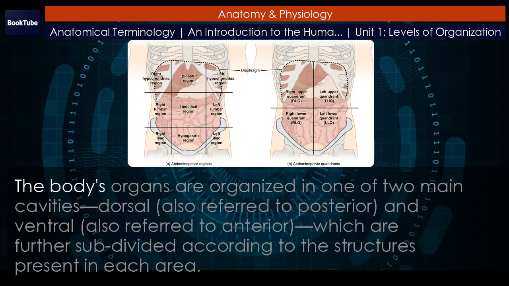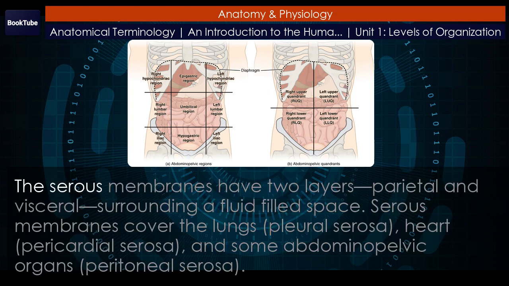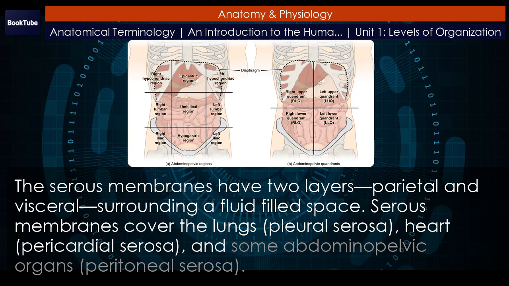The body's organs are organized in one of 2 main cavities: dorsal, also referred to as posterior, and ventral, also referred to as anterior, which are further subdivided according to the structures present in each area. The serous membranes have 2 layers, parietal and visceral, surrounding a fluid-filled space. Serous membranes cover the lungs (pleural serosa), heart (pericardial serosa), and some abdominopelvic organs (peritoneal serosa).